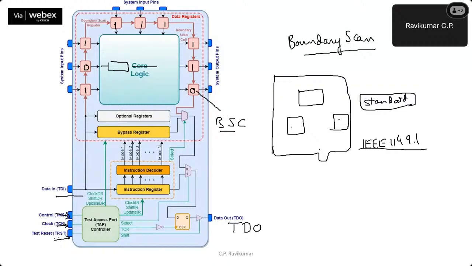So the essential idea is similar to scan. That is why it's called boundary scan. It's called boundary scan because these cells are in the boundary of the chip. It's a boundary scan, right?